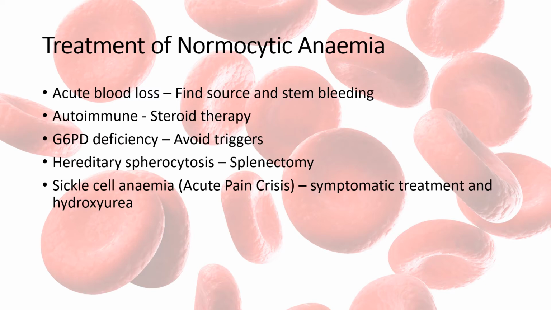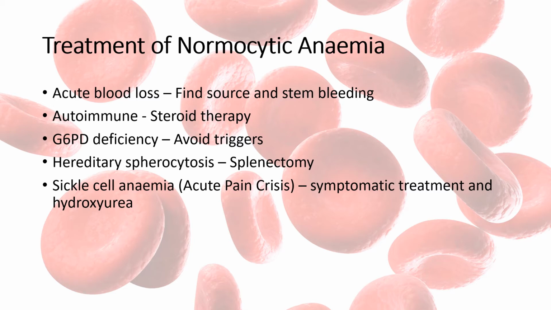The treatment of normocytic anemia, like all other kinds of anemia, is cause dependent. For acute blood loss, it is important to find the source of the bleeding and stop this, and transfuse as required. For autoimmune hemolytic anemia, often this is treated with steroid therapy. For G6PD deficiency, the best treatment is often to avoid potential triggers, then provide symptomatic relief in the acute setting. In patients with hereditary spherocytosis, they will often require a splenectomy with a vaccination for encapsulated bacteria such as pneumococcal and meningococcal beforehand.